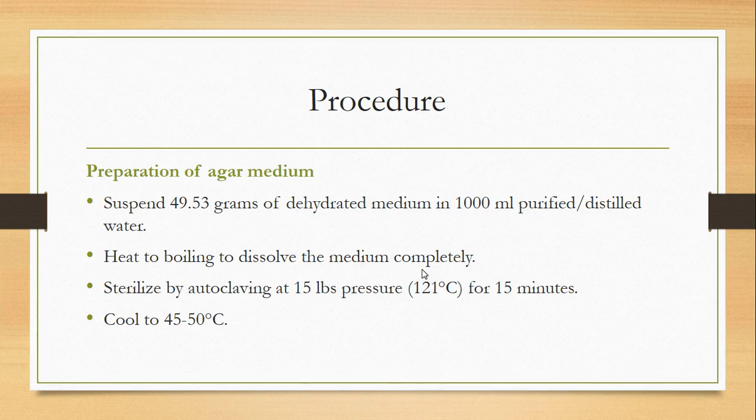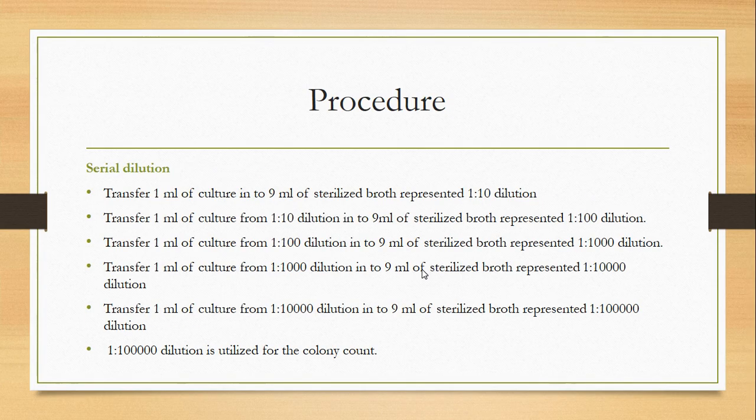Mix it and boil it to dissolve the medium completely, because the agar does not dissolve until it is boiled. After boiling, sterilize in the autoclave at 121 degrees centigrade and 15 pounds pressure for 15 minutes. After that, cool it to 50 degrees centigrade. At this temperature, the agar remains in liquid state and will not solidify.